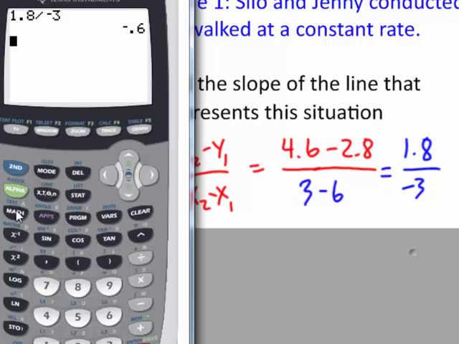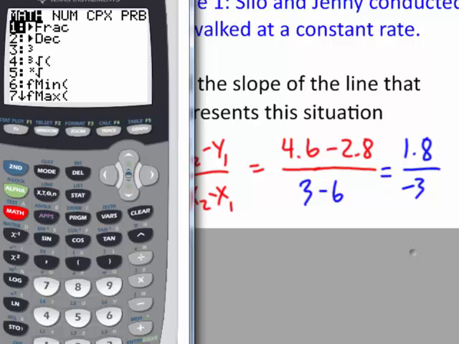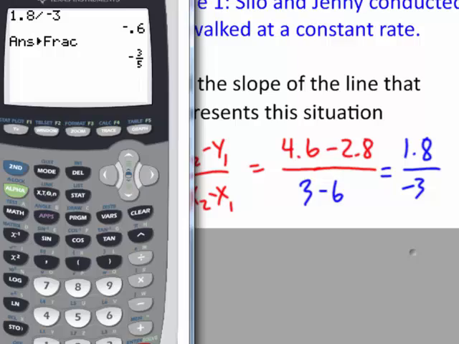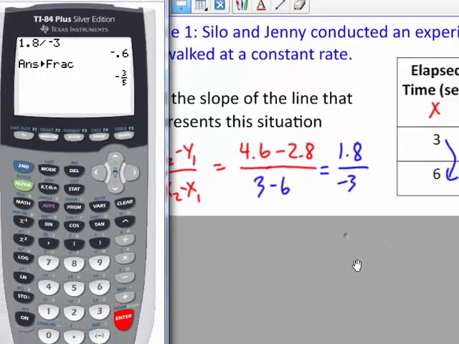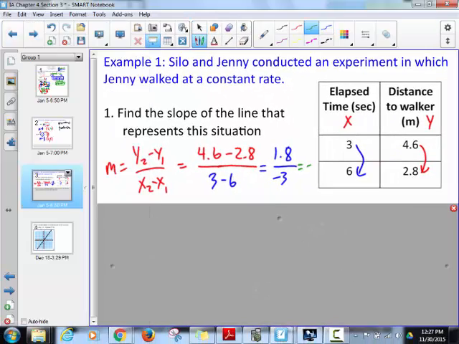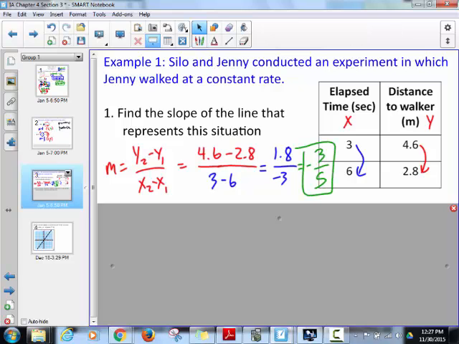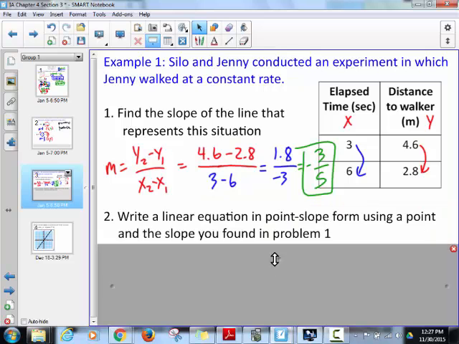Or remember, we like to write it as a fraction. So I'm going to go into math, change to a fraction, negative 3/5. That's much cleaner, much cleaner. So negative 3/5 for the slope. Okay, let's get used to doing that, changing that to a nice fraction.